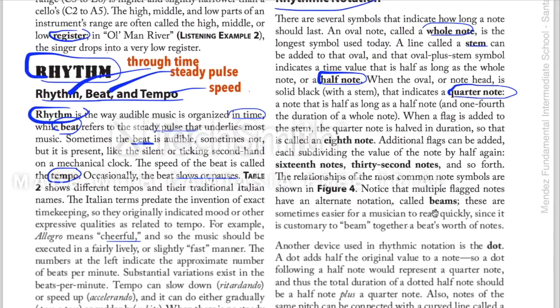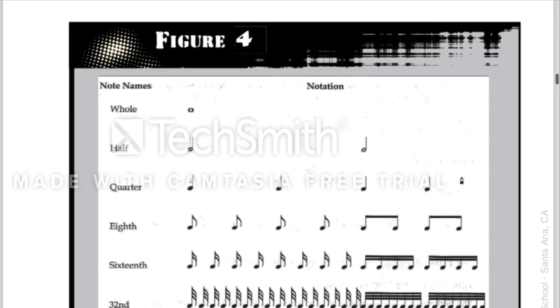When a flag is added to the stem, the quarter note is halved in duration, so that is called an eighth note. Additional flags can be added, each subdividing the value of the note by half again. You can have 16th notes, you can have 32nd notes, and so forth, right? So let's go ahead and see what these look like.